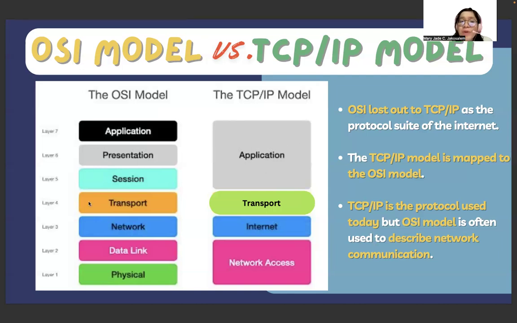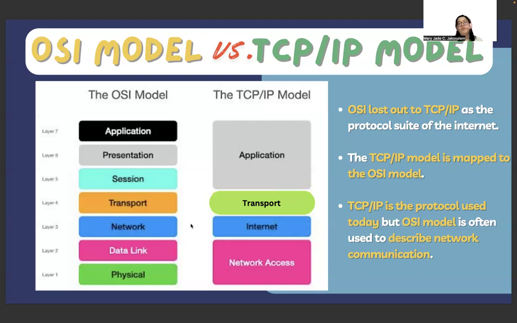Then, the transport layer of the OSI model is equivalent to the transport layer of the TCP/IP model. And the network layer of the OSI model is equivalent to the internet layer of the TCP/IP model. So, they are the same layer, but the layers only have a different name. In the OSI model, it's network. In the TCP/IP model, it's internet. And then layer 1 and layer 2 of the OSI model, the physical and data link layers, are combined into just one layer in the TCP/IP model, and that is the network access layer.